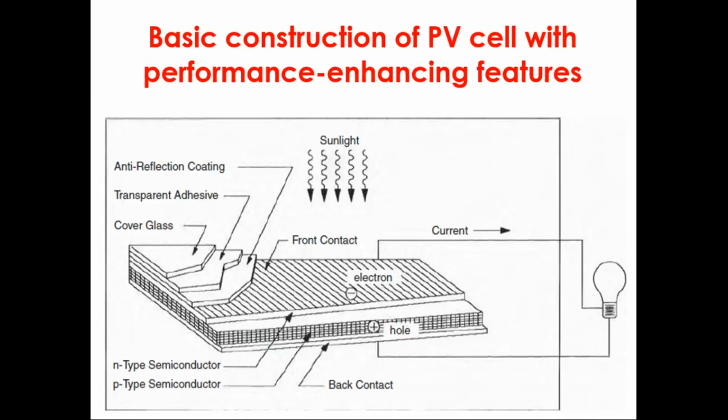Talking about the basic construction of the PV cell with performance enhancing features, we can accommodate some glass covers, transparent adhesive, and anti-reflection coating. Then we have the N type semiconducting material, P type semiconducting material, electron hole pairs, and then the sunlight will fall on it and the current will flow from the photovoltaic module to the load, and ultimately we have the back contact. From the back contact we can take the terminals out from the PV panel and connect it with the external world. That is nothing but the load, or lamp load, or DC load in this case.